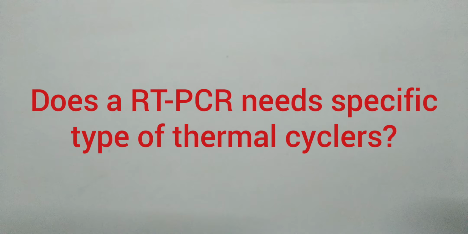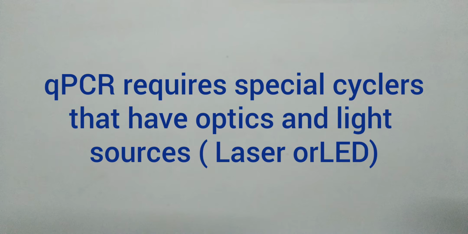So does an rt-qPCR method need a specific type of thermal cycler, or is a conventional cycler enough? The answer is yes, the rt-qPCR needs a special type of thermal cycler that has optics and light sources. The light source is a laser or LED type of light through which the machine can detect the amount of DNA produced in real time, and that can be converted into a graph.